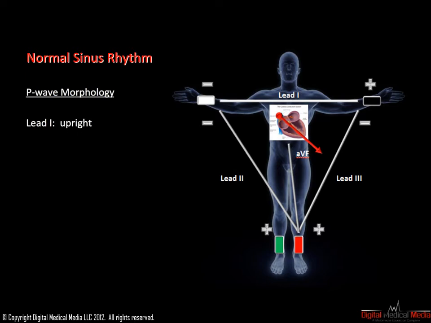Since leads 2, 3, and AVF are all directed towards the feet and are all positive in the feet, and since a sinus P wave must move from the top of the heart down, sinus P waves should be upright in leads 2, 3, and AVF.